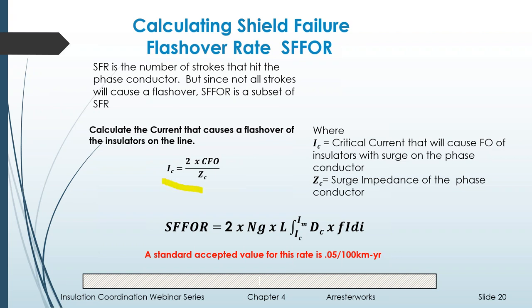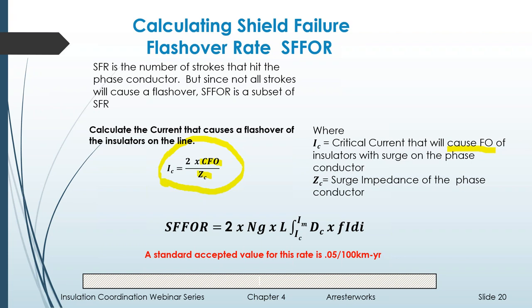And we're going to run into this one again, this critical current level. This is the I sub C, the current that will cause a flashover around the insulators on the phase. And I sub C is a function of the CFO, or the length of the insulators, and the impedance of the line.